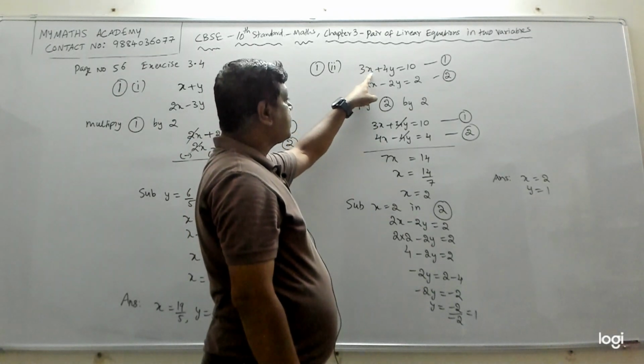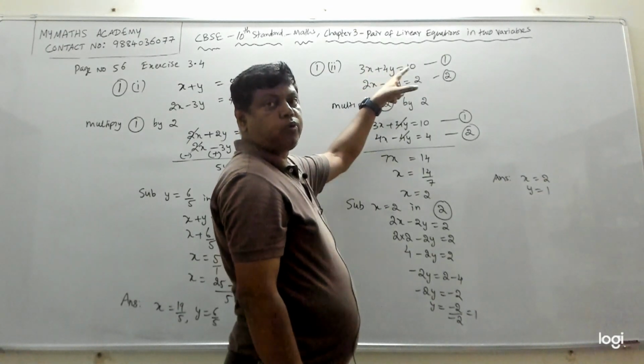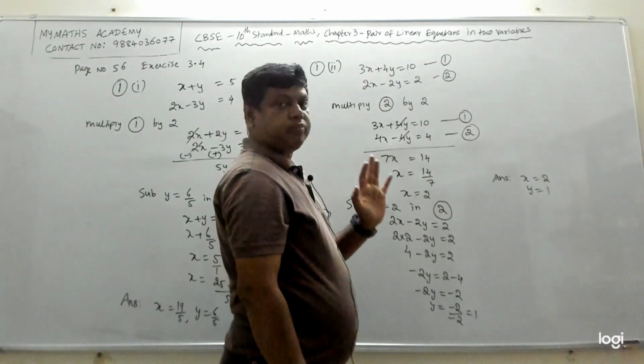3 into 2 is 6. Then y is equal to 1. 4 into 1 is 4. What is 6 plus 4? 10. It will match with this.